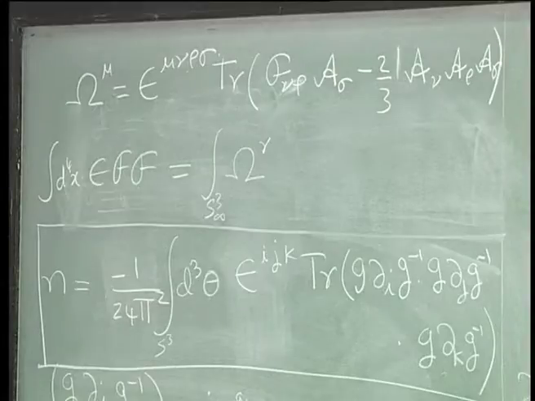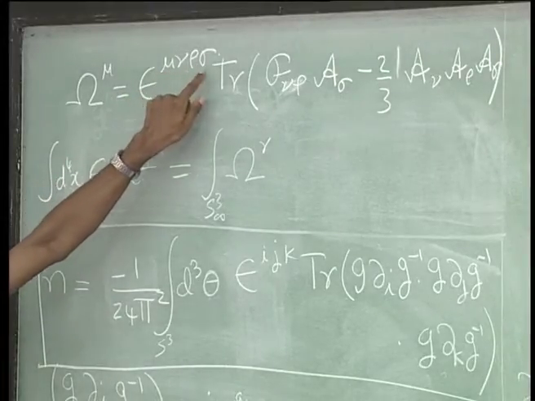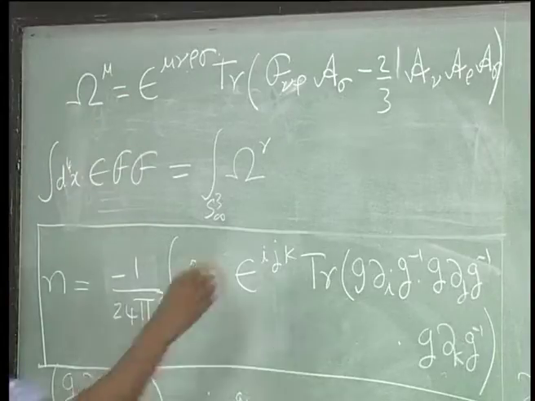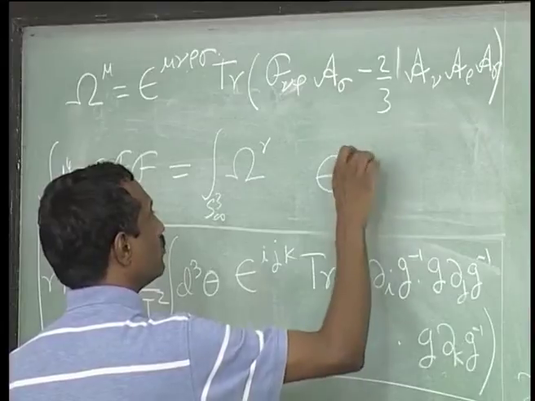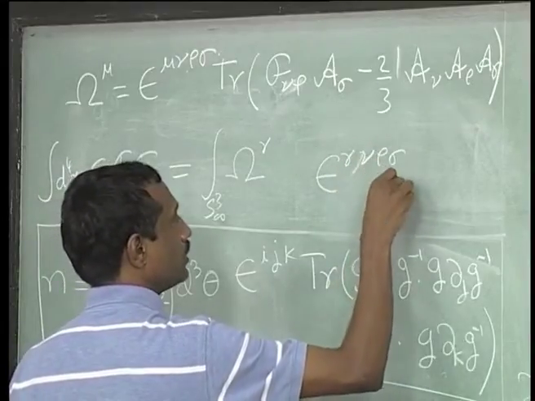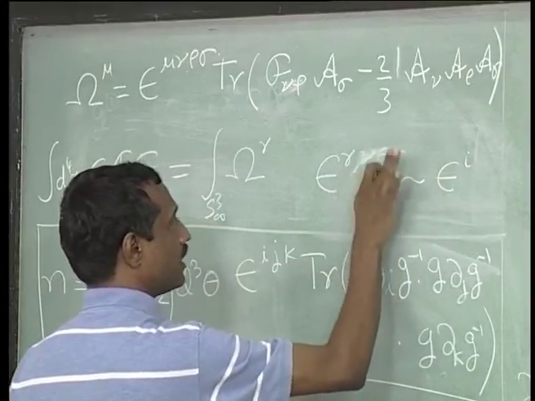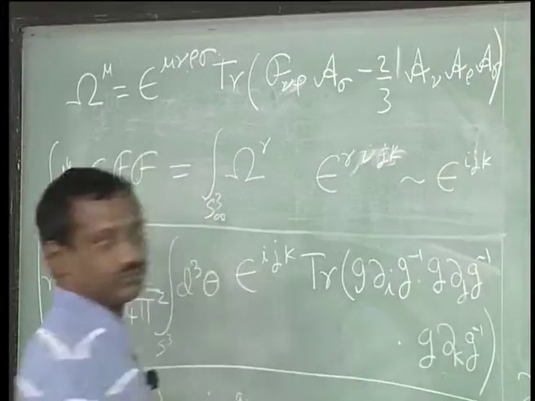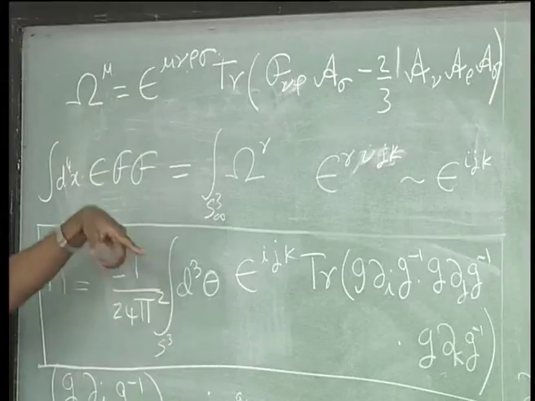If you pick this index to be the radial direction, then nu rho sigma will necessarily become directions along the S3. So epsilon r mu nu rho sigma should be identified with these things, which take values i j k. What I am trying to show you is that it is coming down to this.